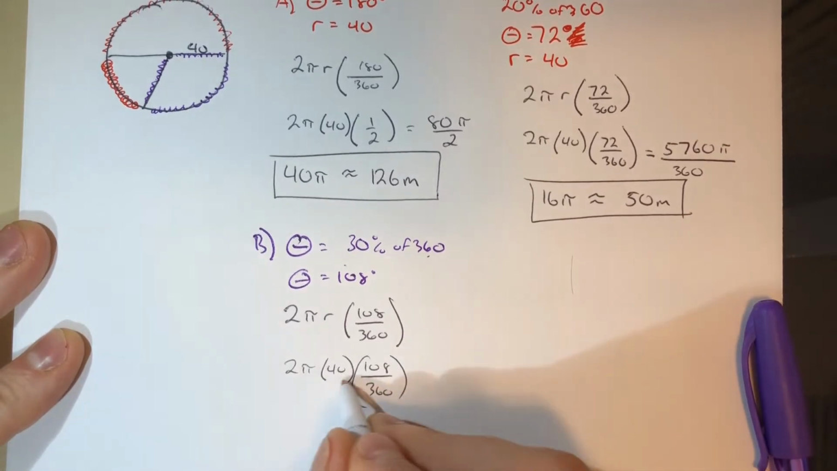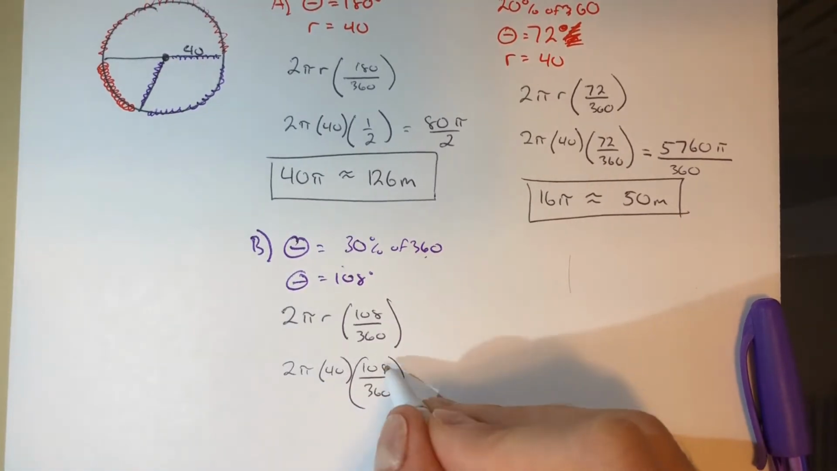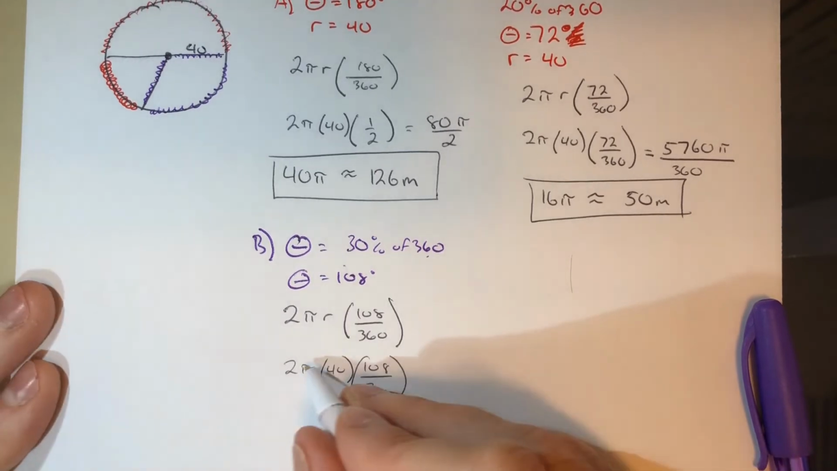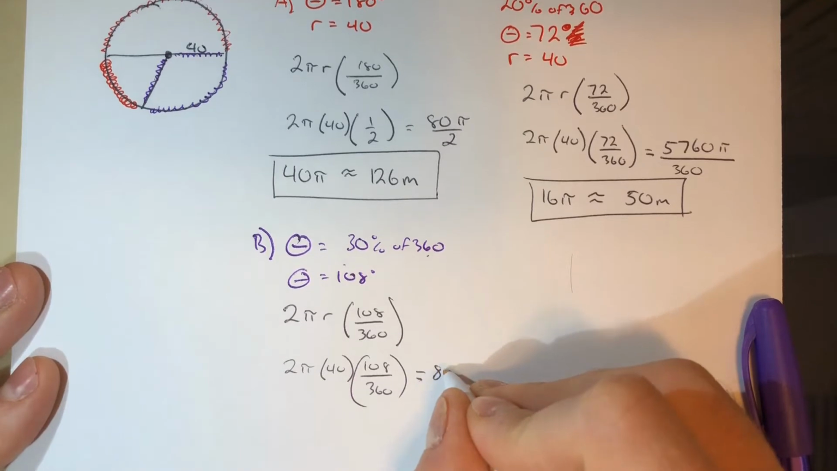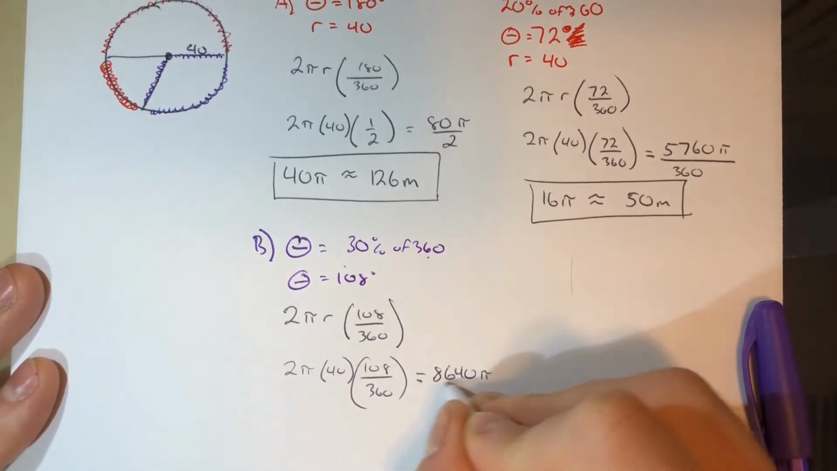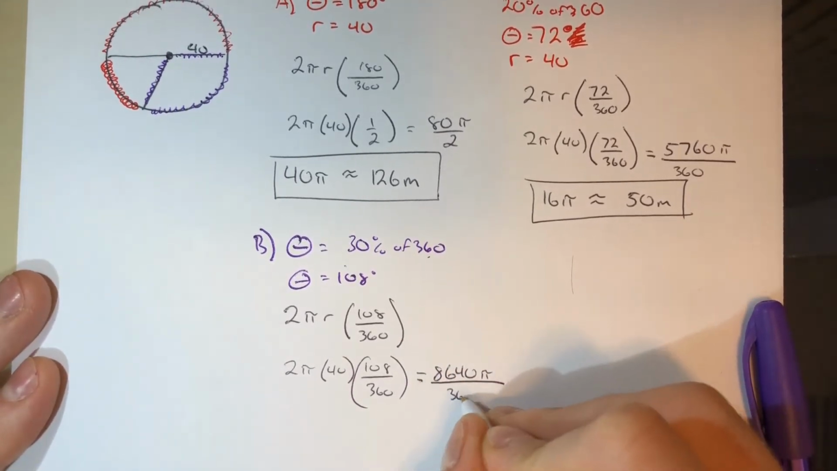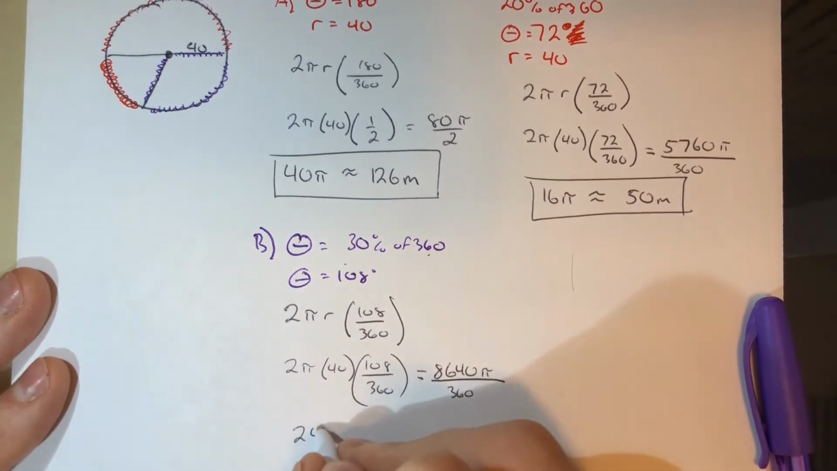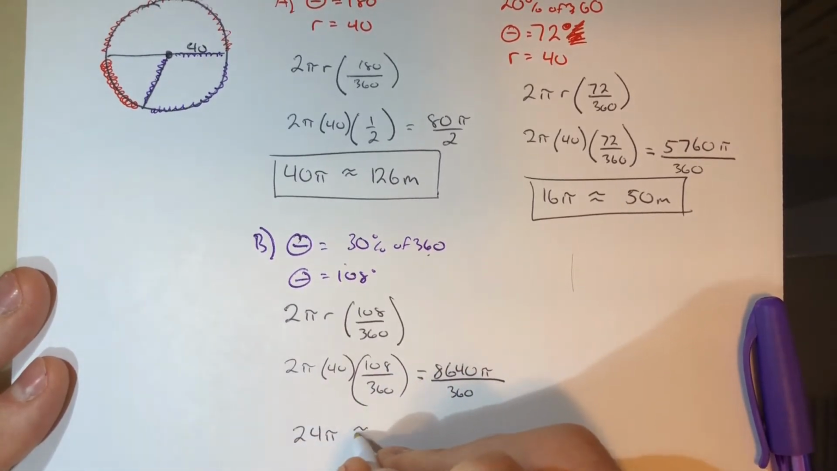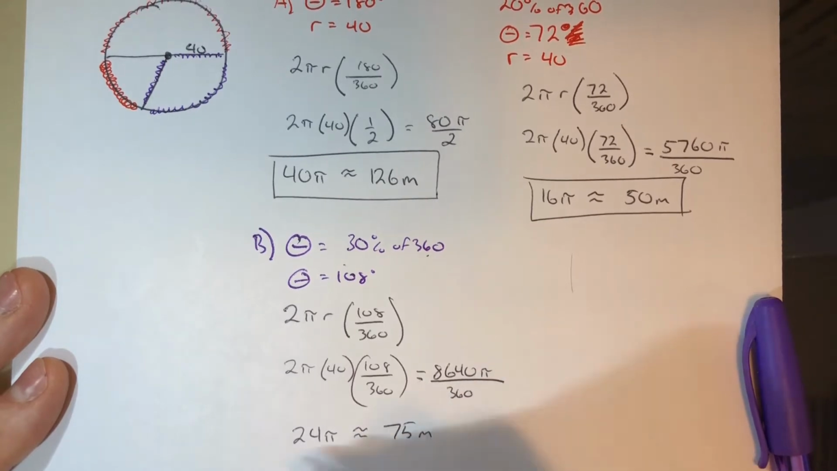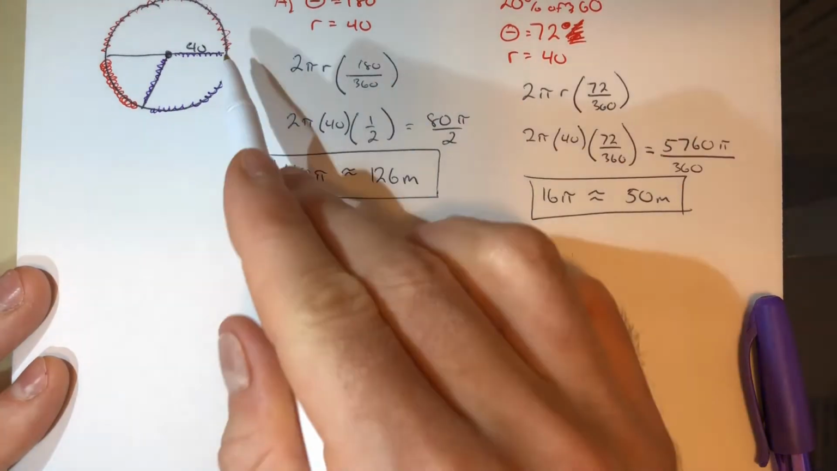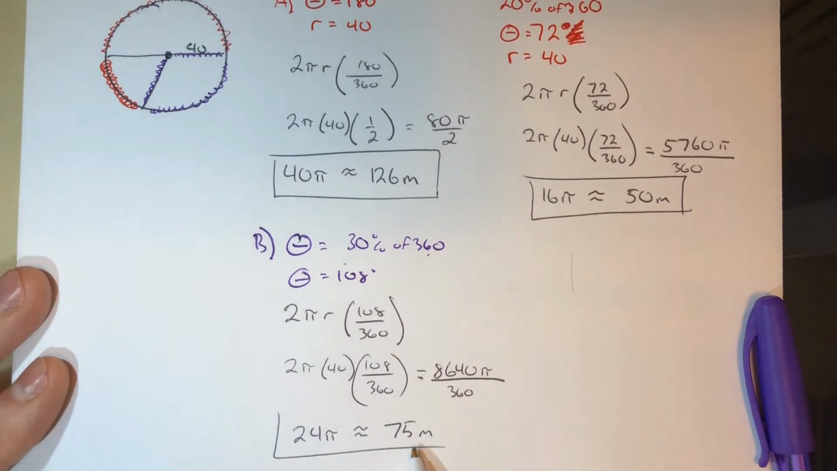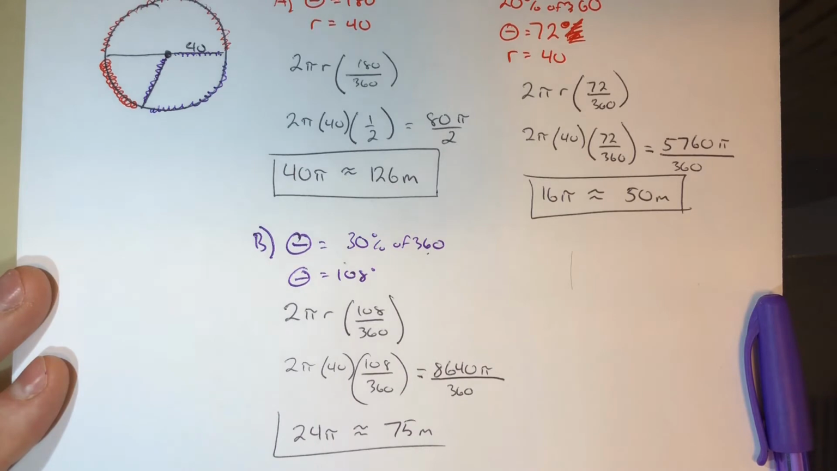So again, this would be the full circle, but I'm only dealing with part of the circle. So if I work all that out and multiply 2 times 40 times 108, that'll give me 8,640 divided by 360, which is going to be roughly 24 pi, which is 75 meters. Now, be careful here, because most people, once they realize they're finding arc length, they're going to stop right here, because that's how the first problem was solved. But let's not forget to add our 2 radii in.